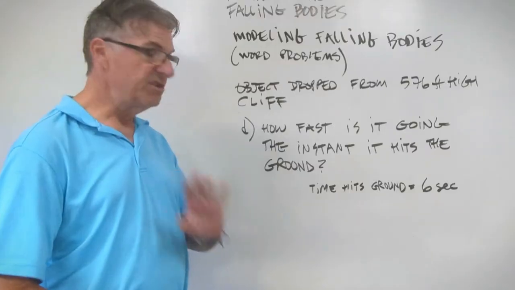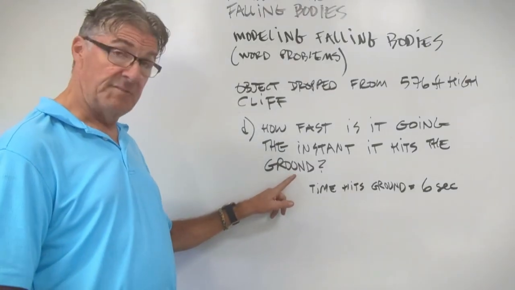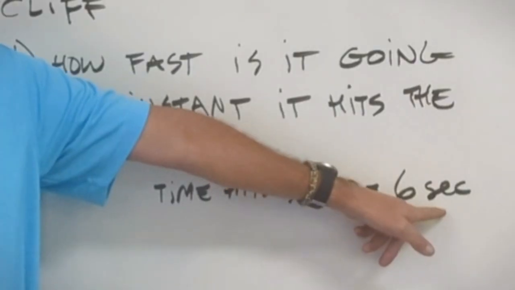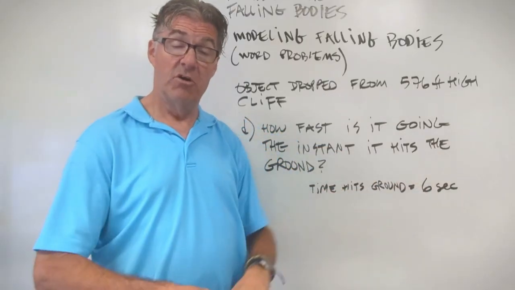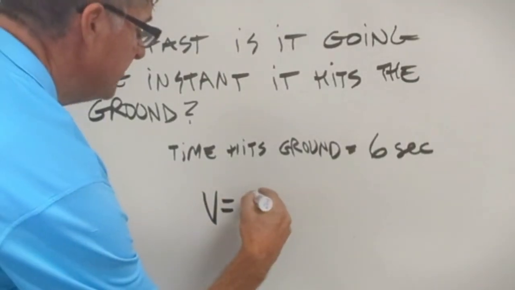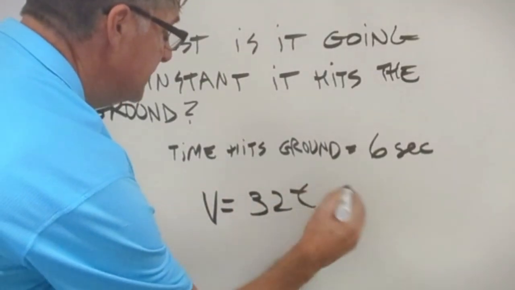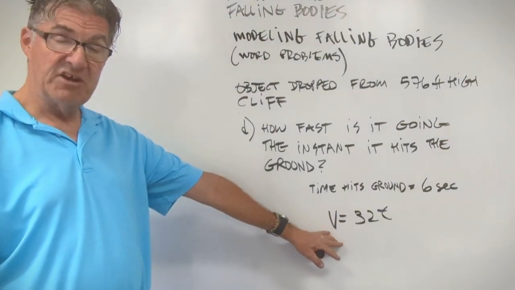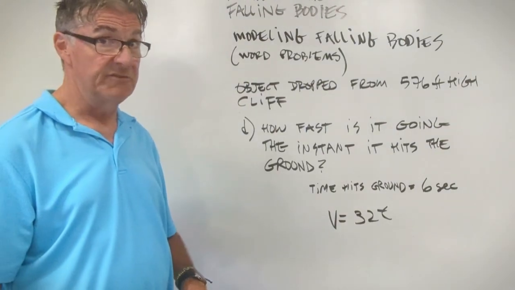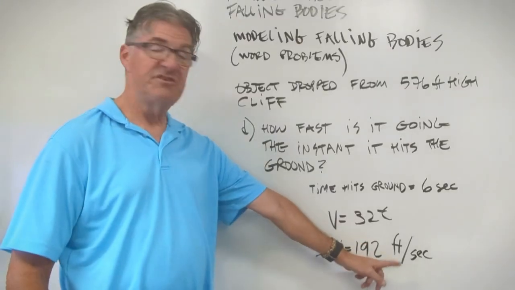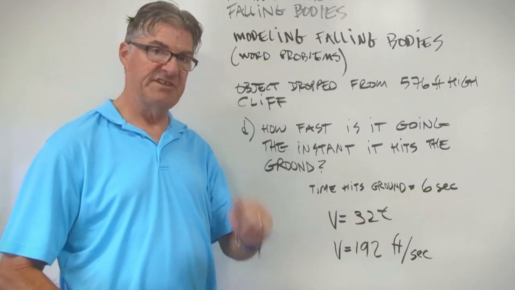Okay, the first thing to realize is that we found out from the last prompt that it hits the ground at 6 seconds. So now we have an equation for velocity. Velocity equals 32t. So now do your plug-in step and solve that equation and come back when you find your velocity. Okay, so our velocity is 192 feet per second, the instant it hits the ground.